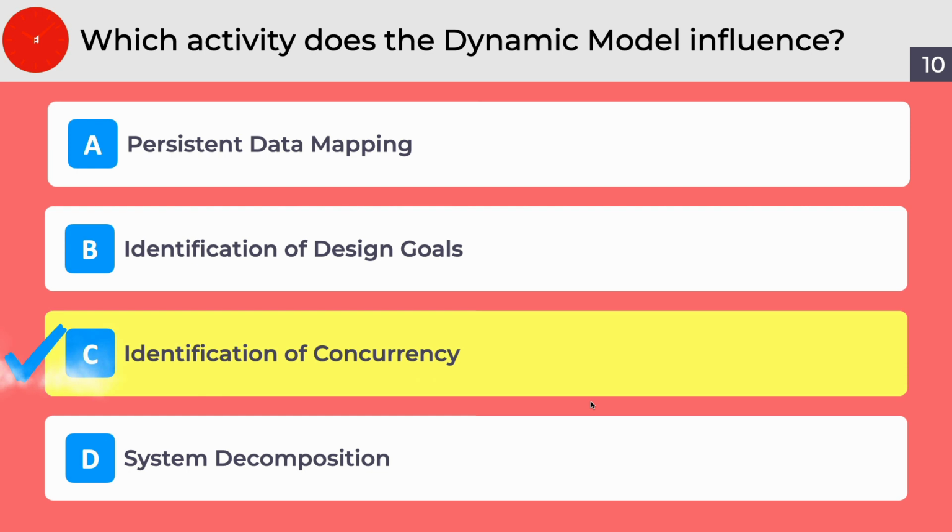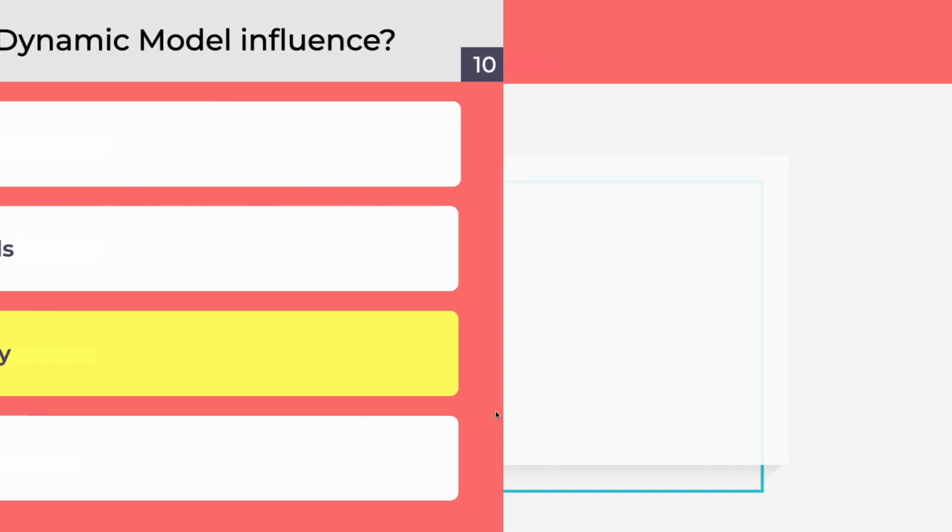Option C is the correct answer, identification of concurrency. The dynamic model talks about the internal state of the system, and we use the sequence diagram to represent it. So we are in a position to identify concurrency issues. None of the other system design activities, persistent data mapping, identifying design goals, and system decomposition, help us achieve that. So with that said, we are at the end of our quiz.